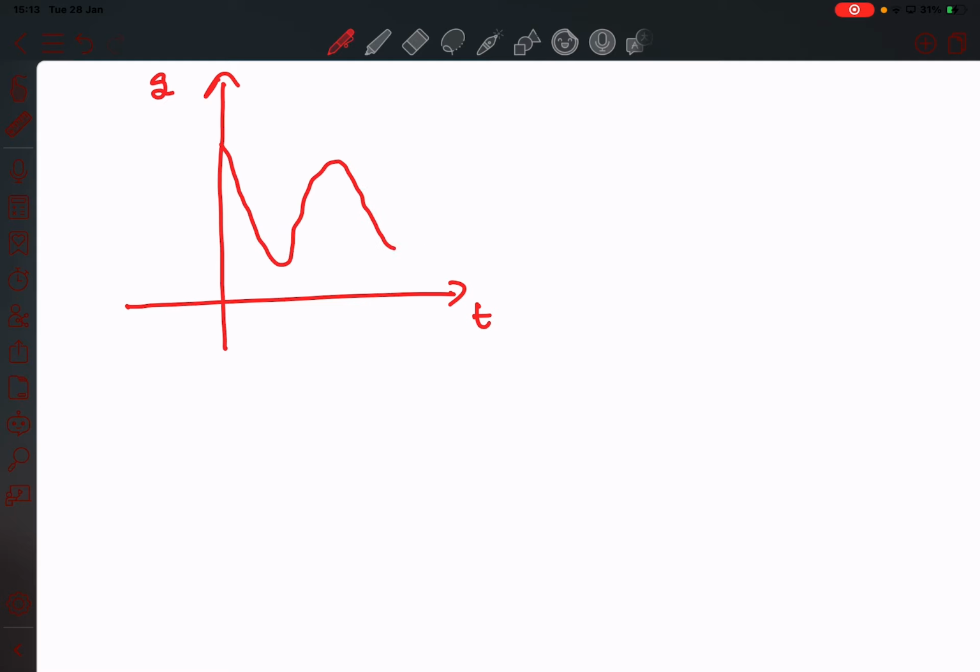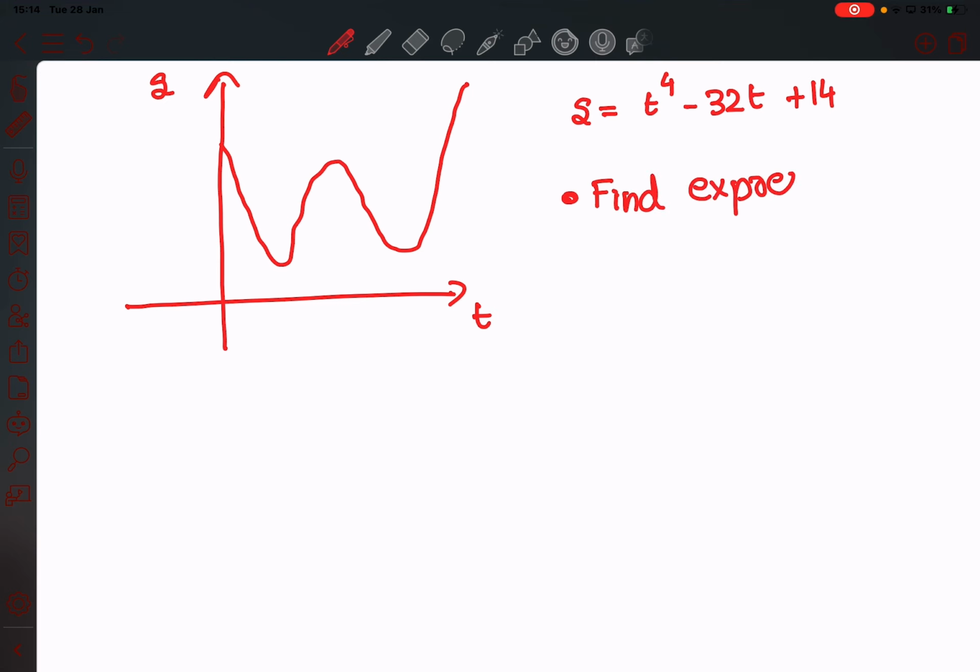Let's do a quartic curve. So that is a degree 4. So we're going to say s is equal to t to the power of 4 minus 32t plus 14. So the first thing that we can do is find an expression for the velocity.